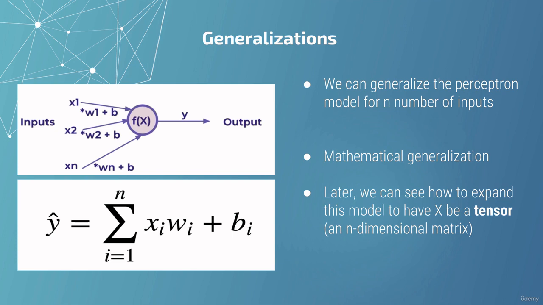Later, we can see how to expand this formula to have x be a tensor, which is an n-dimensional matrix. And you'll learn about tensors more in the next videos, where we actually see how a neural network functions with multiple different inputs.